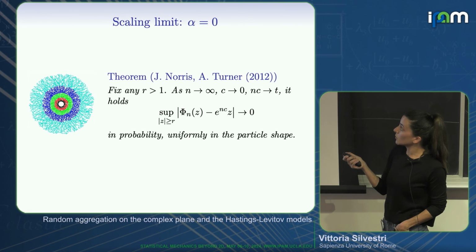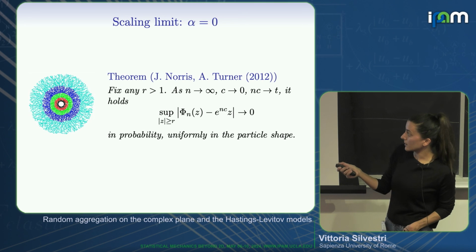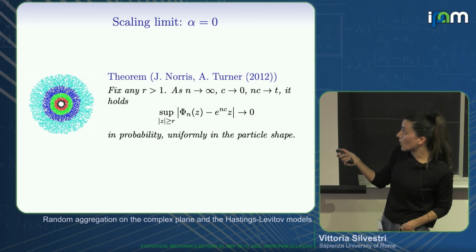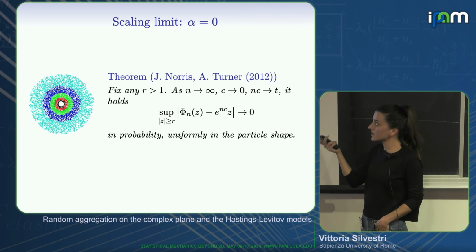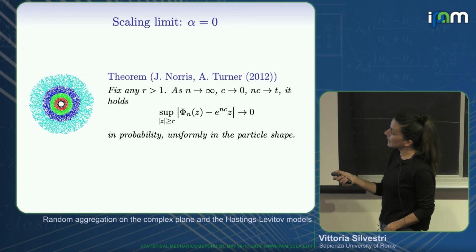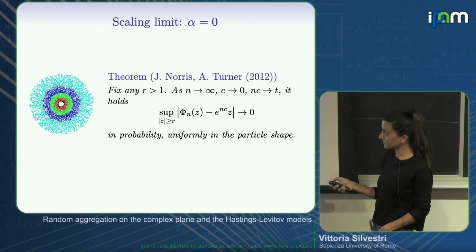And already in 2012, James Norris and Amanda Turner proved that this is indeed the case. So in the small particle regime, by which I mean the number of particles goes to infinity, but the size of each particle goes to 0, so that the size of the whole cluster goes to some positive number, say 1, or it's convenient to call it T for what will come later, then your random map phi n is very close to a deterministic map, which simply grows a disk of radius e to the t around the origin.